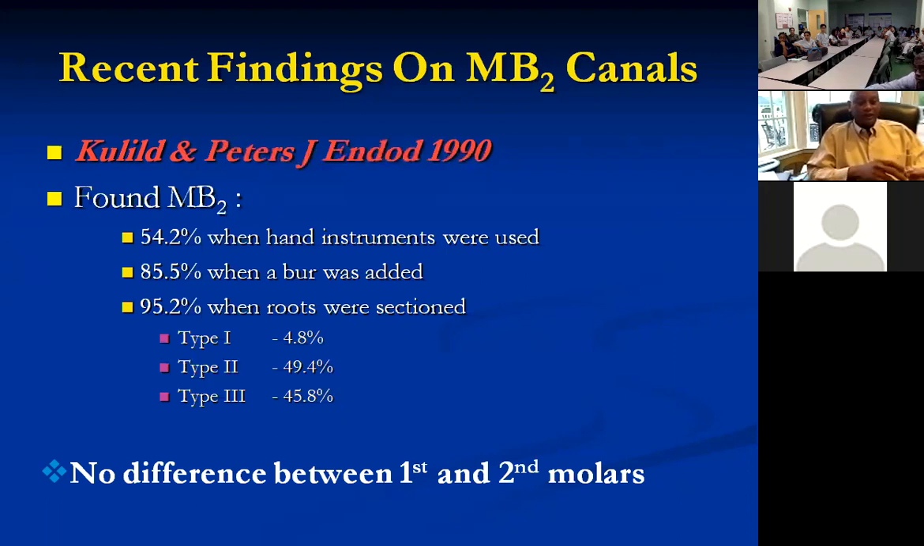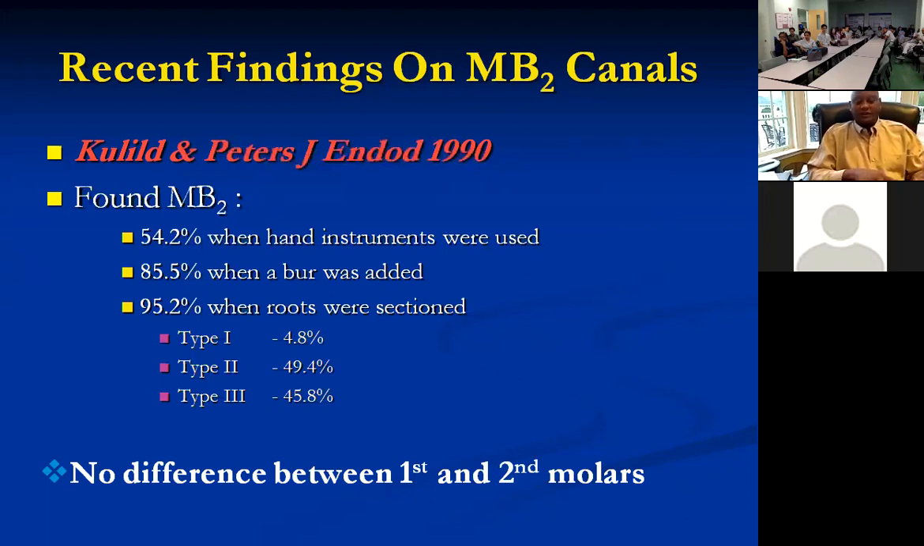But then they took those teeth and added a burr to try to find the MB2. And when they did that, the percentage increased and went up to 85.5%. And then they sectioned those teeth across, okay? When they did that, that number went up to 95%. So according to this study, 95% of maxillary molars have 2 canals, okay? Some of them are inoperable. Some of them we just can't get any instruments in. So when you look at this, they actually had to section some of those teeth to get that number.